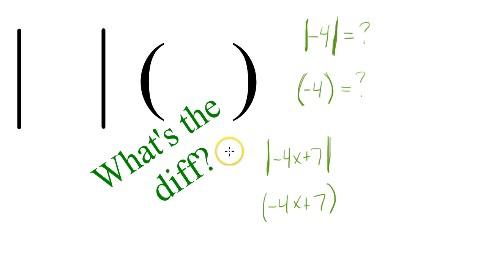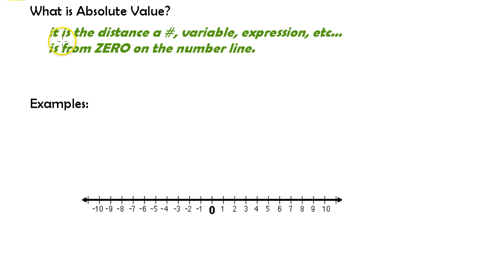Well, we just talked about the difference. Let me give you the definition of what absolute value is. This needs to go for sure in your notes: absolute value is the distance, that's a key word, the distance, that a particular number or a variable or an expression, whatever is within the absolute value symbol, is from 0 on the number line. It's asking you how far is that thing from 0 on the number line.